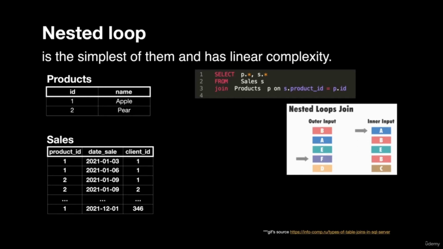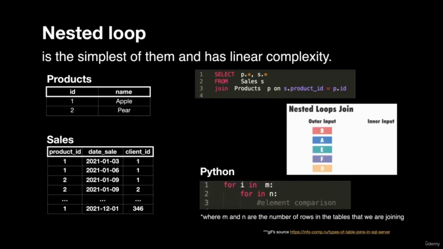In the worst case, we'll run m times n, where m and n are the number of rows in the tables that we are joining. Implementing the algorithm in any programming language, for example in Python, it will be implemented using two loops. Thus, we have two loops, external and internal, hence the name nested loops. You can optimize the nested loop algorithm by building indexes on the table join keys.